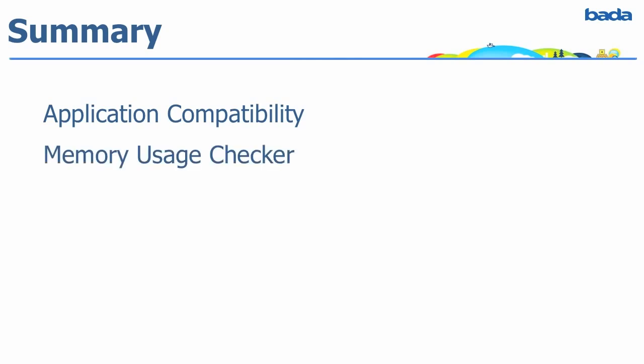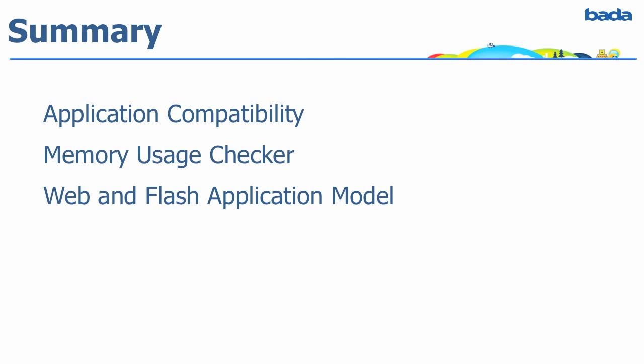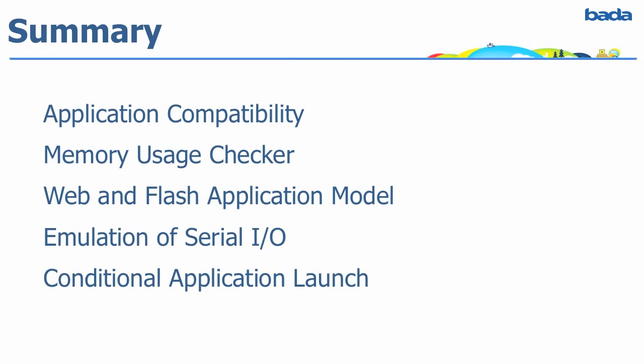In this video, I highlighted the most exciting new features of the bada SDK version 1.2. To summarize, these are: bada app compatibility across various SDK versions, memory usage checker, web and Flash application model, emulation of the serial I/O, conditional application launch, and finally a collection of minor extensions such as trusted interaction between apps or the app usage log.